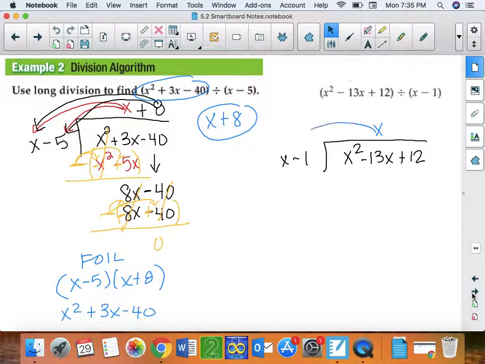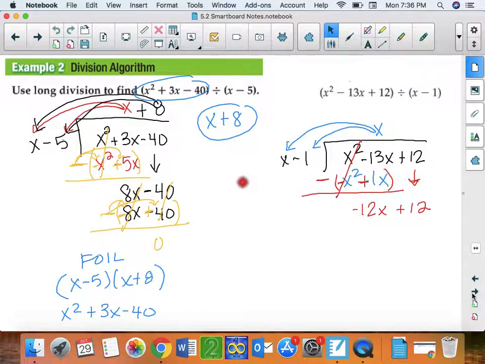And then I'm going to take that x and distribute it through. I'm going to multiply it. So x times x is x squared. X times negative 1 is negative 1x. And then I am subtracting off that whole quantity, so I need to take that through. That becomes a negative, and it's going to make that a positive. So then I have a negative 12x, and then I bring down my plus 12.